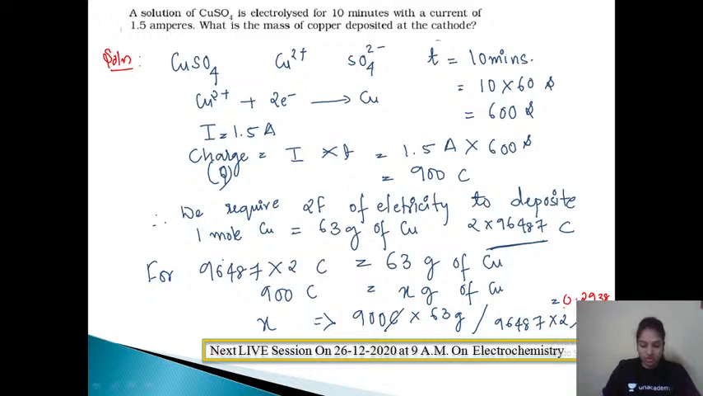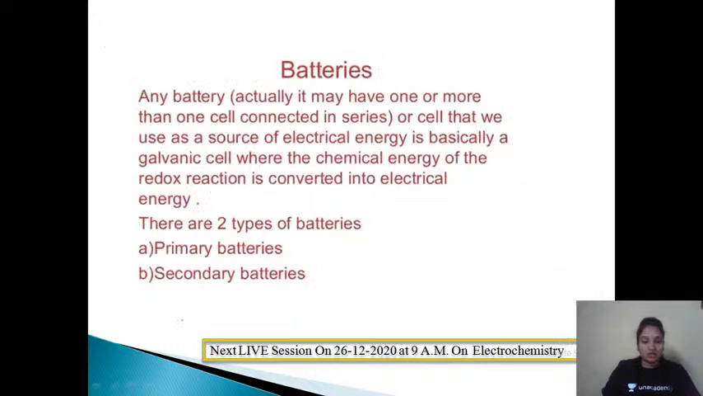Okay. Let us just move on to the next one. The next component here is about batteries. As you know, you usually use batteries in daily life. You use many different types of batteries in your daily life, but you do not know that they are actually called by a particular name. So what is a battery?